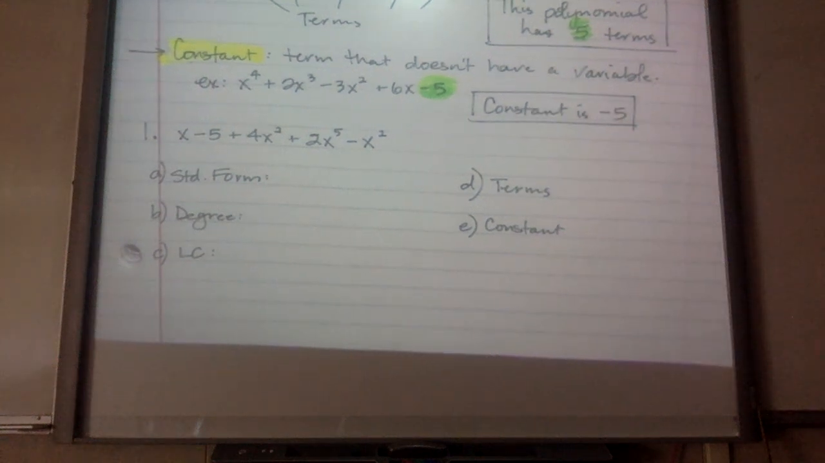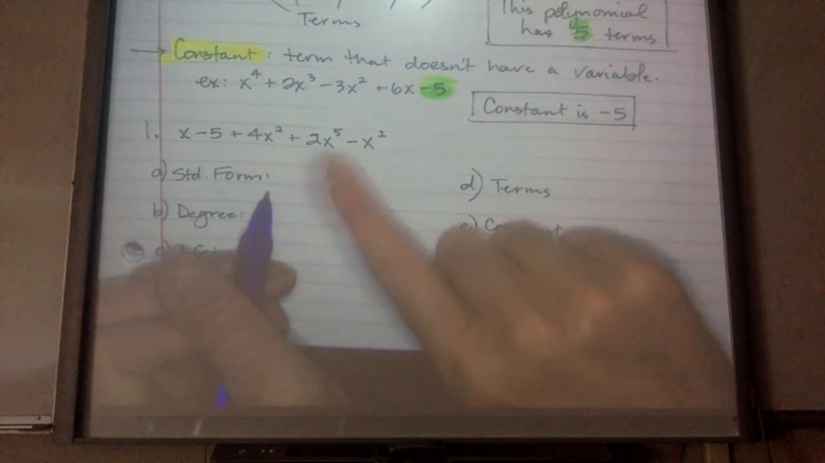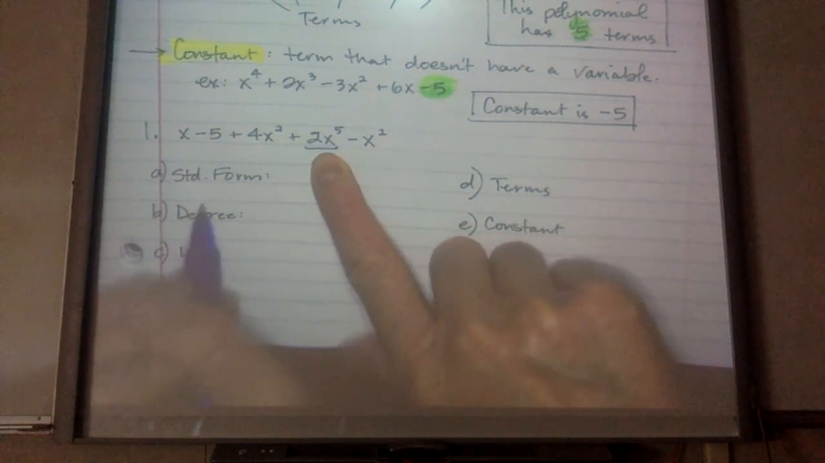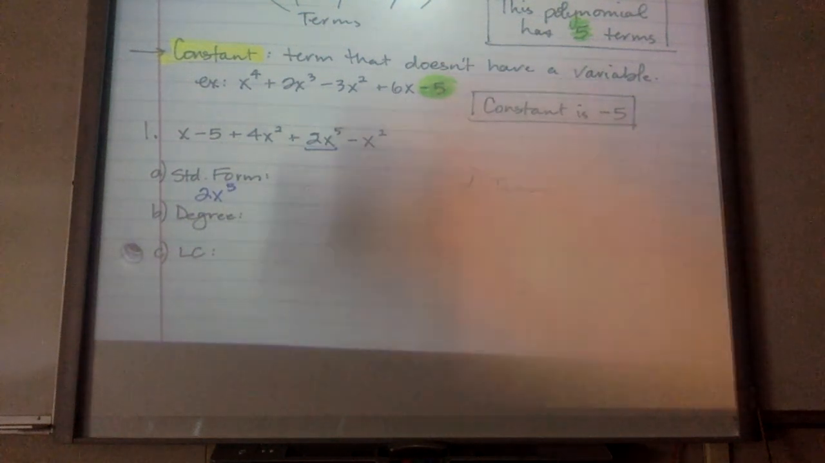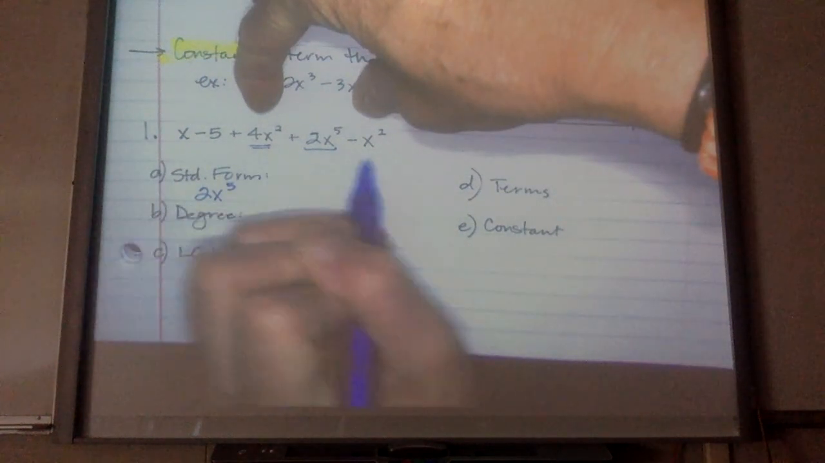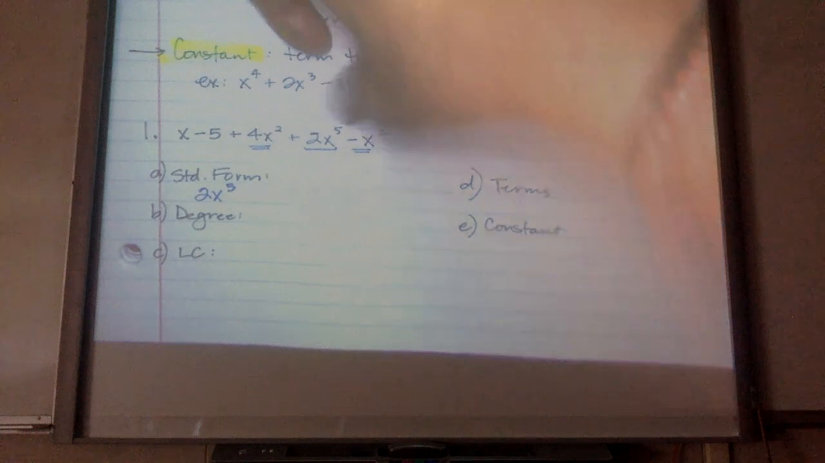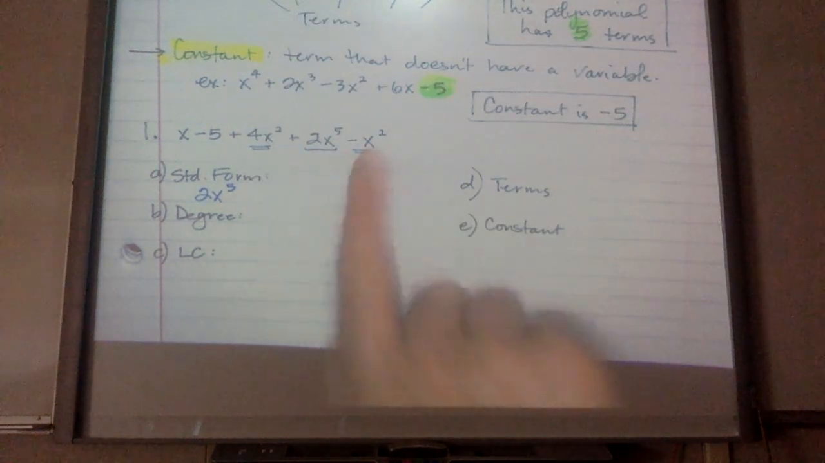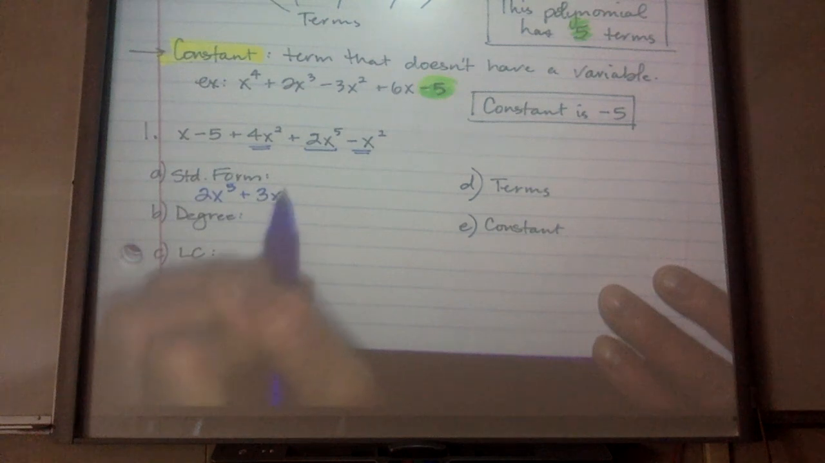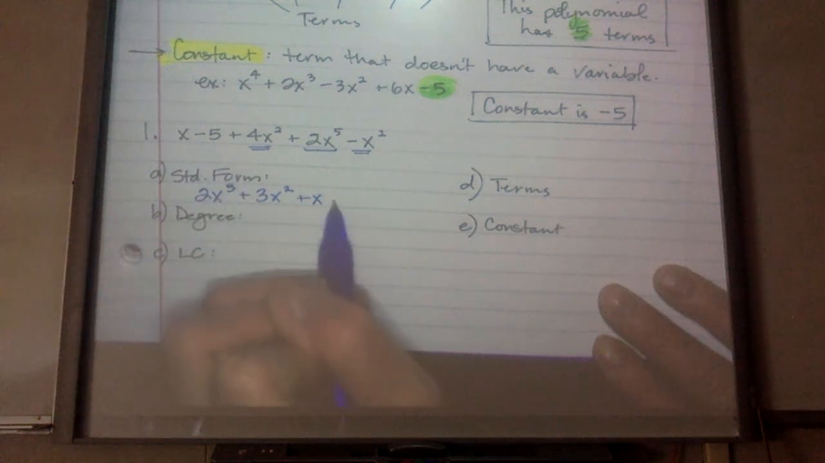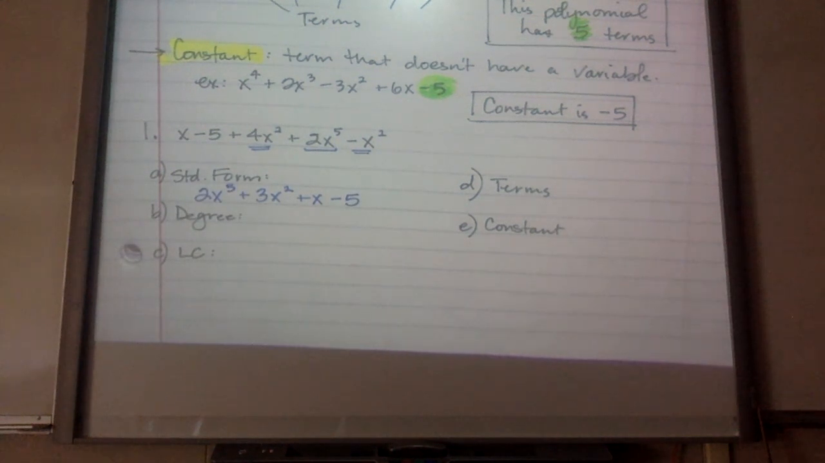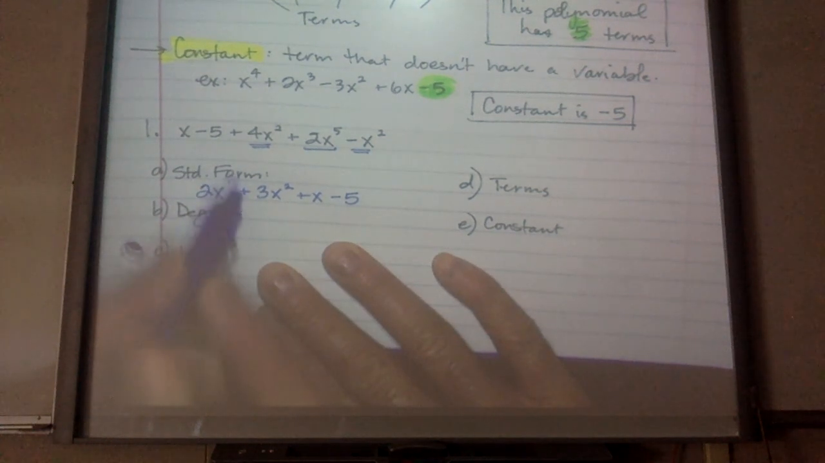Okay, so let's start from the beginning. Let's write this in order, starting with the term that has the largest exponent. So 2x to the 5th. Then I would combine like terms. These are alike, but that is the next highest exponent after 5. It goes from 5 to 2. So plus 3x squared. Then this term of just x, and last minus 5. So there is standard form. And let me write this so the 5 looks better.